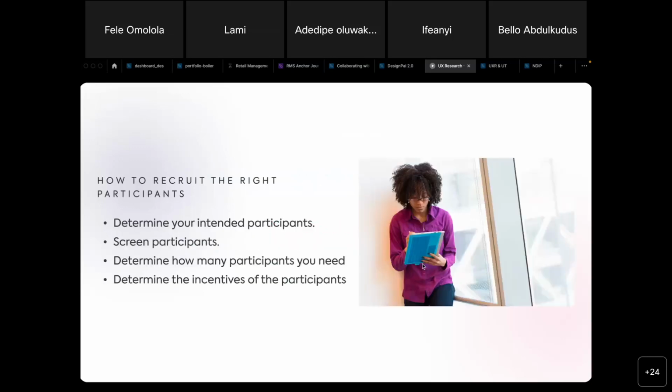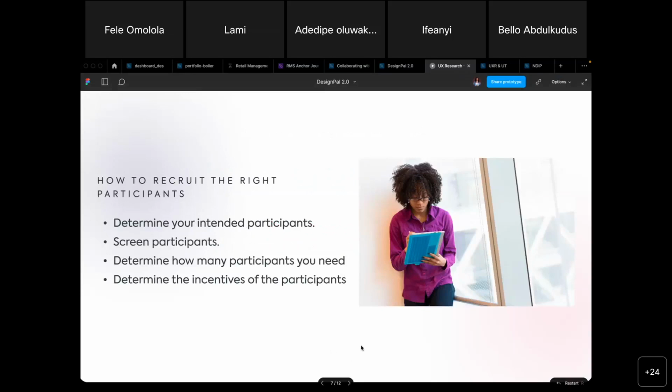Then the next one is how to recruit the right participants, right? I only made mention of four, though there is a whole lot. I won't lie to you, participant recruitment is a topic on its own, and I just had to list out the basics for you guys. There is one thing for recruiting for qualitative research, and another for recruiting for quantitative research. So we're just going to talk about the basics for this session.